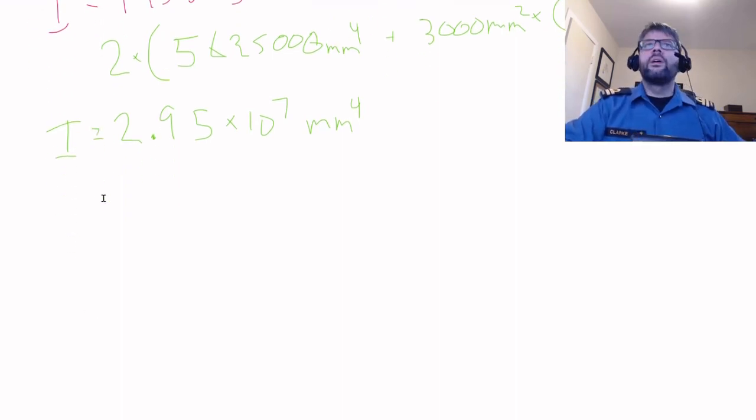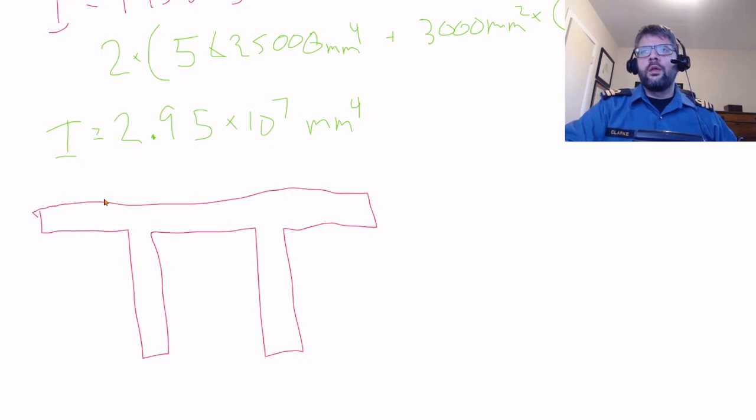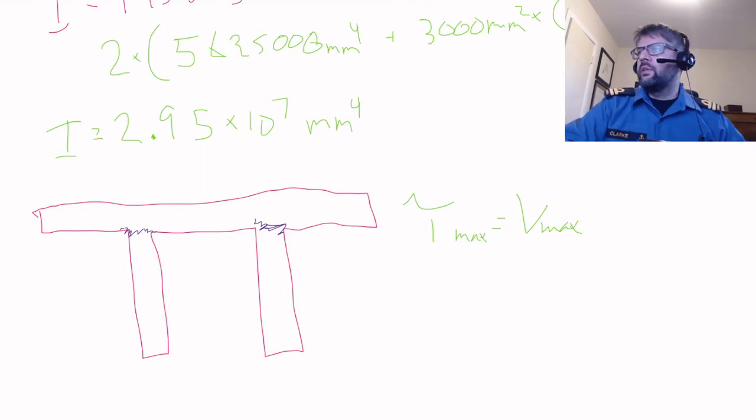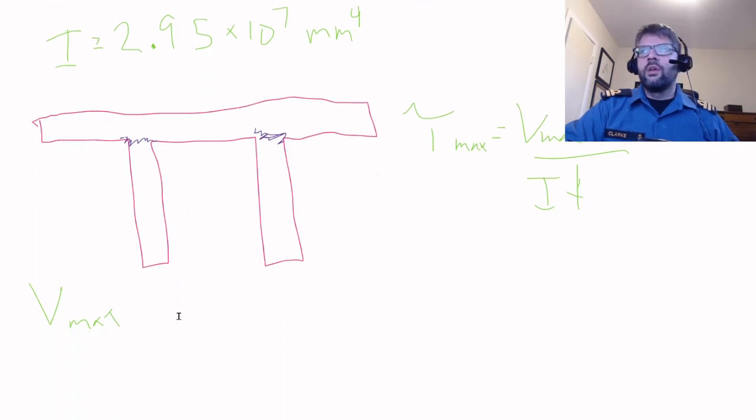So let's just resketch what we're looking at here. If we're trying to figure out the load based upon failure of these welds, then again we're given the stress, and we want to figure out what the maximum load is. Our stress is equal to V times Q over I T. So if we're solving for the maximum load, Vmax is going to be equal to shear stress max times I times T all over Q.